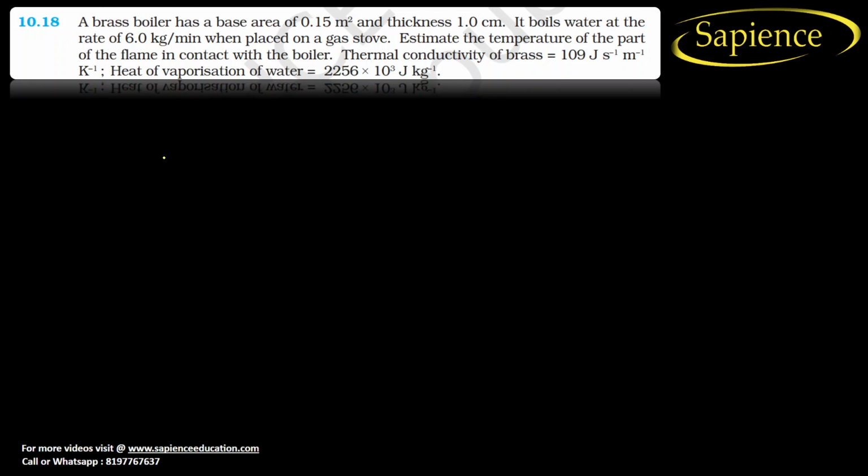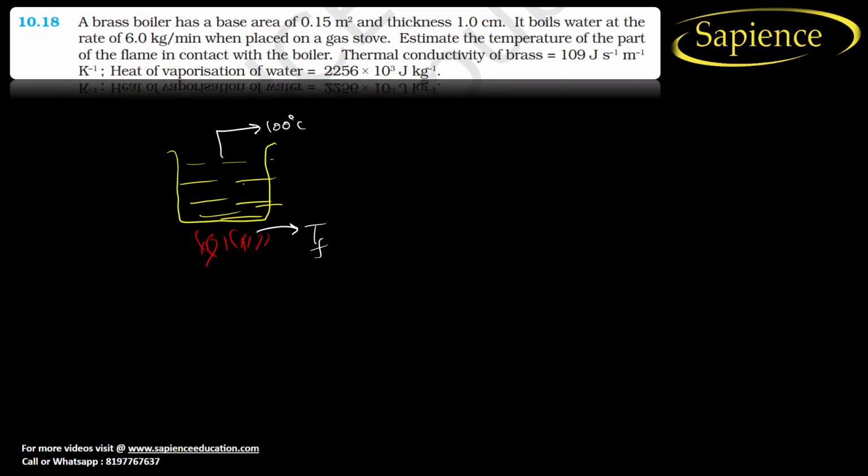So there is a brass boiler like this. There is water inside it, and there is heat being given from outside, and it is boiling. Since it is boiling water, its temperature will be 100 degrees Celsius. So what is the temperature of the flame? We want to find the temperature of the flame. Here the change in temperature will be the temperature of the flame minus 100 degrees Celsius. So this is one of the equations.